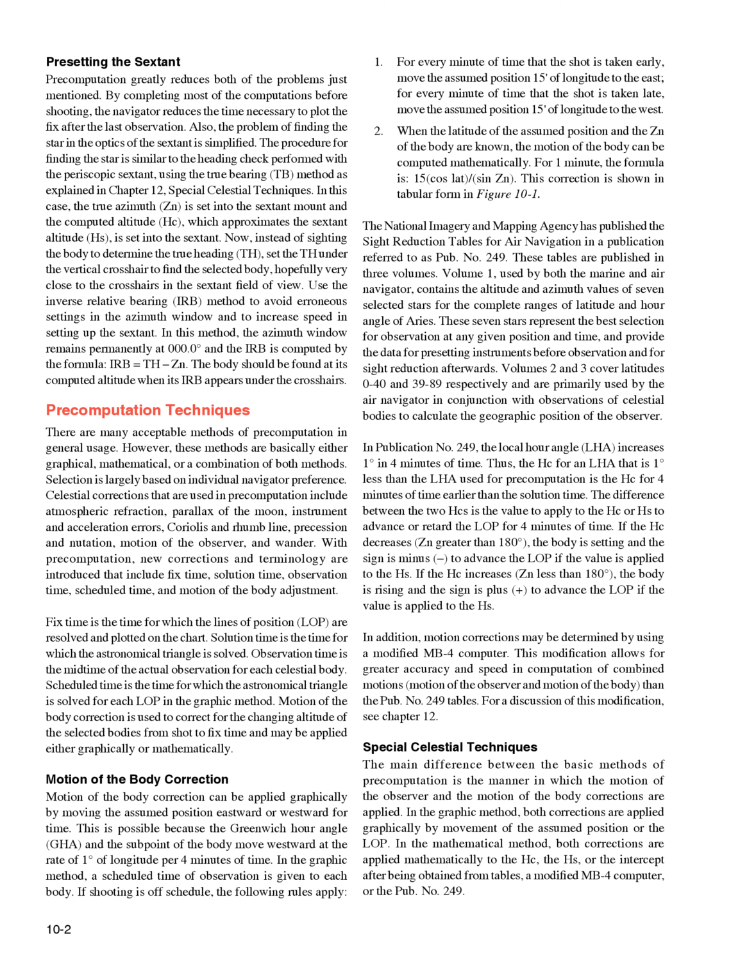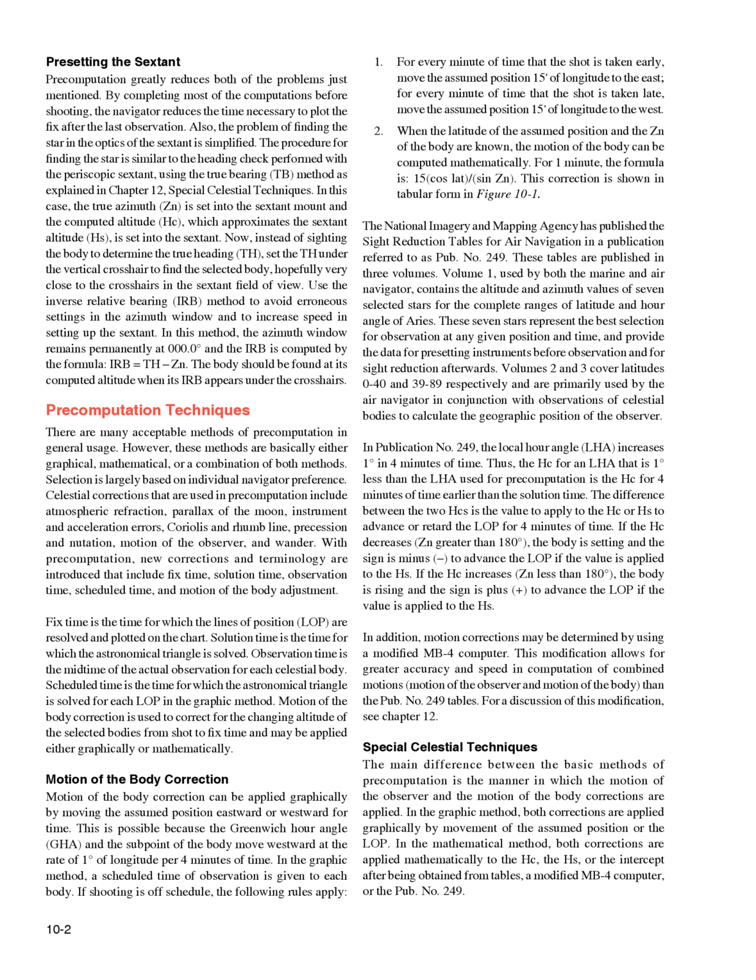Use the inverse relative bearing, IRB, method to avoid erroneous settings in the azimuth window and to increase speed in setting up the sextant. In this method, the azimuth window remains permanently at 0 degrees and the IRB is computed by the formula, IRB equals TH minus ZN. The body should be found at its computed altitude when its IRB appears under the crosshairs.